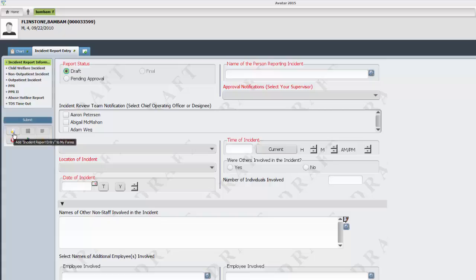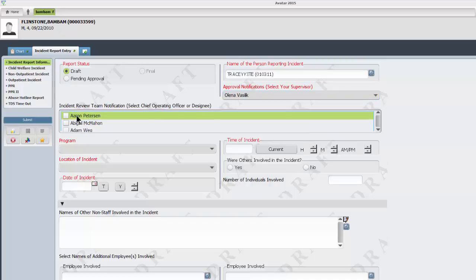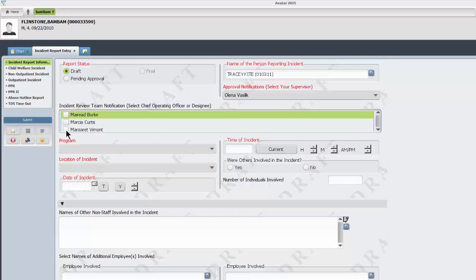We can have this come up as my forms if this is something you use often, and this is the get me out of here please and don't save anything I've done, but we always are going to work in draft. The name of the person reporting the incident is usually the person who you are. It will always go to your supervisor. The next person it always goes to is our Chief Operating Officer, who is Margaret Vemont.